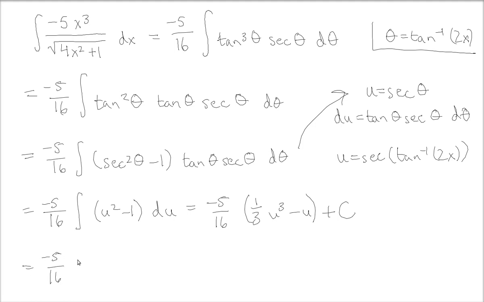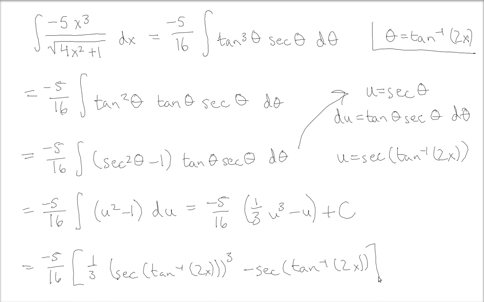So negative 5/16, 1/3 u cubed is secant of inverse tangent of 2x all cubed, minus u, which is secant of inverse tangent of 2x, plus c. And this is what my integral evaluates to. So you can leave it in this form. This is fine. Or if you want to see how we can make this look a little bit better, I'll do that on the next page.